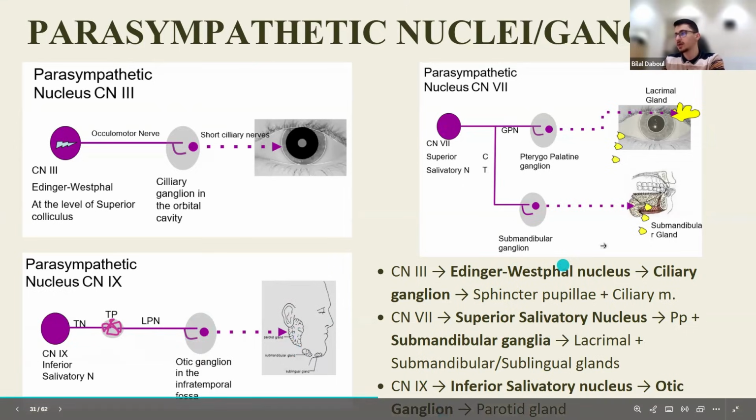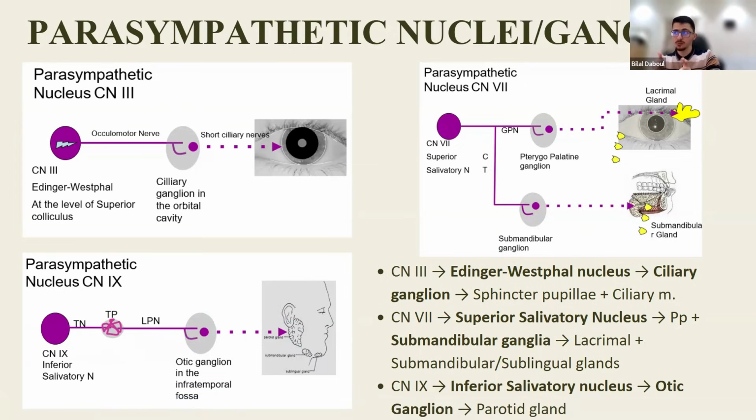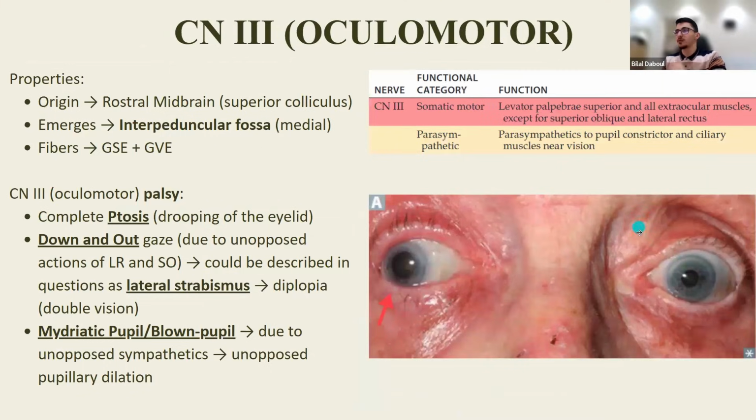So that is the idea here. You need to memorize again what you need to know: which nucleus is associated with which parasympathetic ganglion. You have 4 parasympathetic nuclei and 4 parasympathetic ganglia. Okay, you need to know which is associated with which and which is associated with which function. Yeah, that's it for this part.